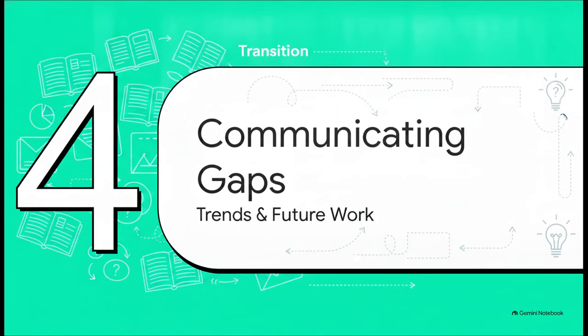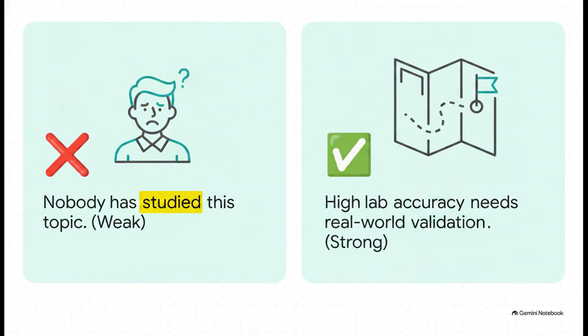Next up, communicating trends and gaps. When you're explaining research gaps, you have to avoid the lazy trap of just saying, "Nobody has studied this." It's rarely true, and it's a weak argument. Instead, construct a strong, evidence-based gap derived directly from the limitations of existing studies. A strong gap respects prior work by pointing out, for example, that a model achieved high lab accuracy but desperately needs real-world industrial validation. You are literally handing the next researcher a map of what to do next.